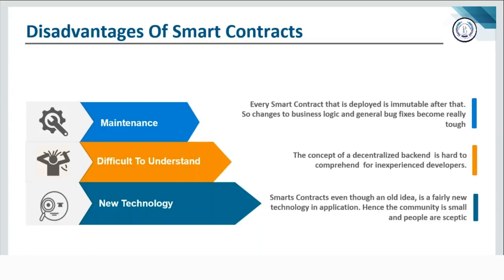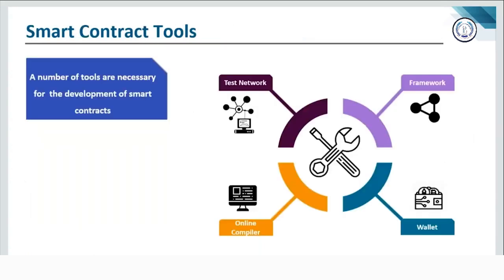Now that we've seen the pros and cons, let's see the tools available for helping us build our smart contracts. Every contract firstly needs a wallet to store its transaction values in. There are many wallets available like Mist, Armory, and Multibit which serve this purpose.